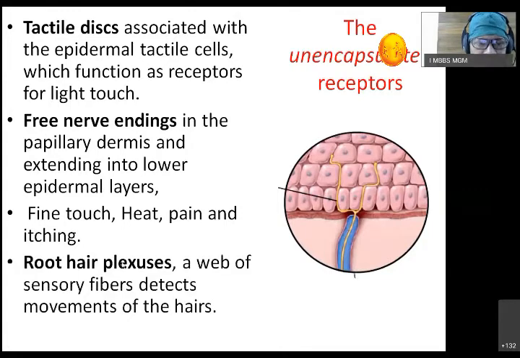Then the root hairs also give some of the free nerve endings. So the root hair plexus helps in detection of the movements of hair, for example when some air flows over the surface of the skin. Whenever I get into fight or flight, the hair follicle stands up. All this happens because of these free nerve endings. So these are the unencapsulated ones.